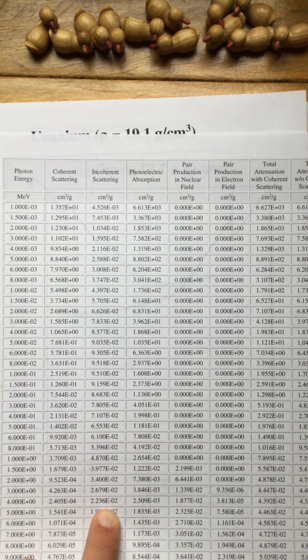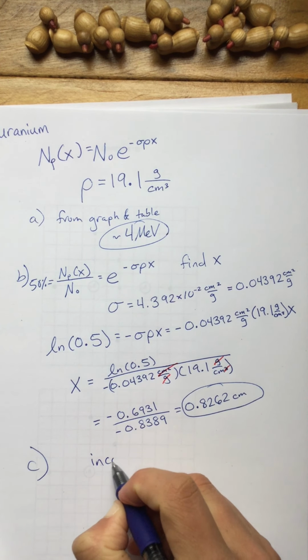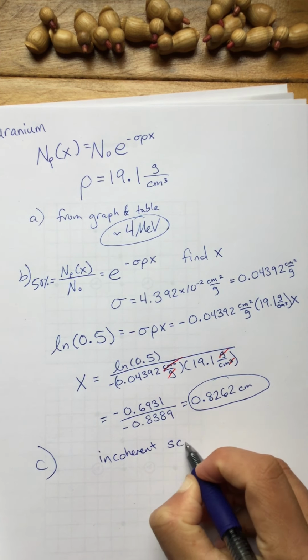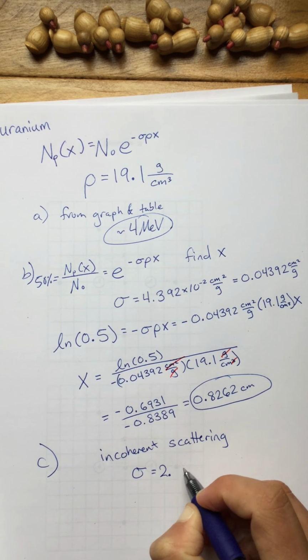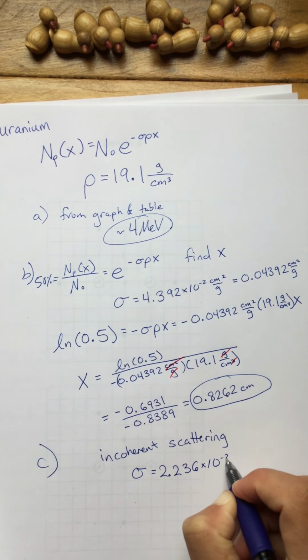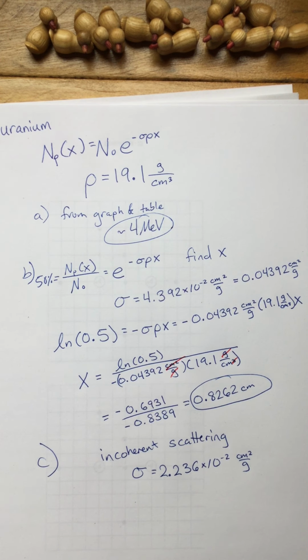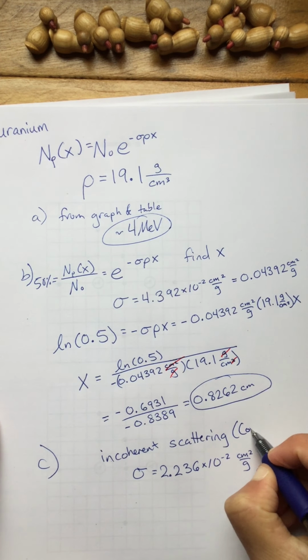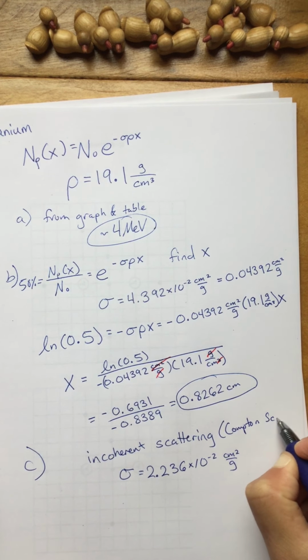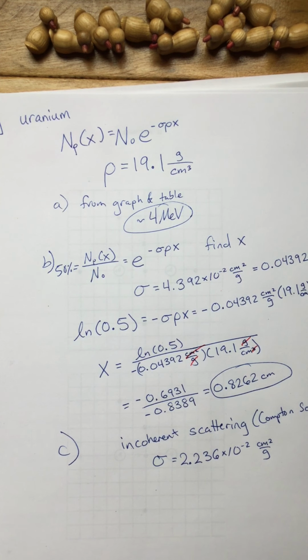I think I want this cross section as well. So for incoherent scattering, my cross-sectional area is 2.236 times 10 to the negative 2 centimeters squared per gram. And remember that incoherent scattering is Compton scattering. I have my cross-sectional area and I want to find what percentage of the photons undergo this process.